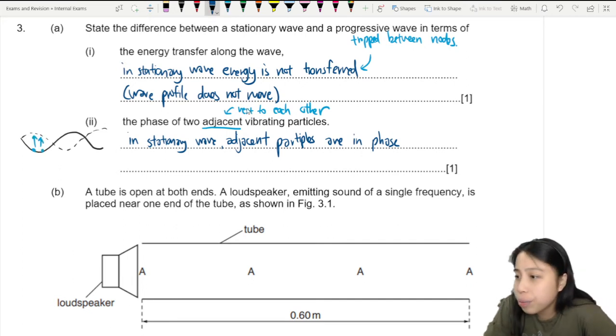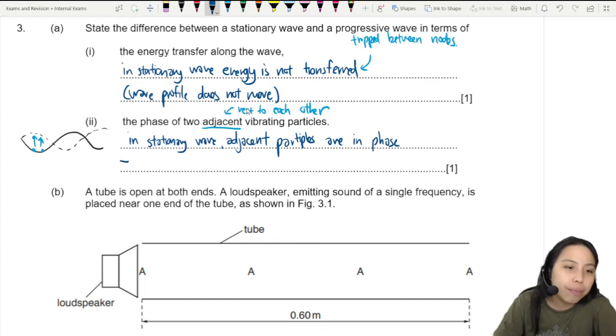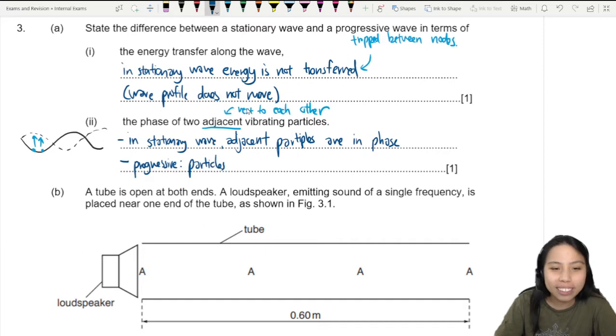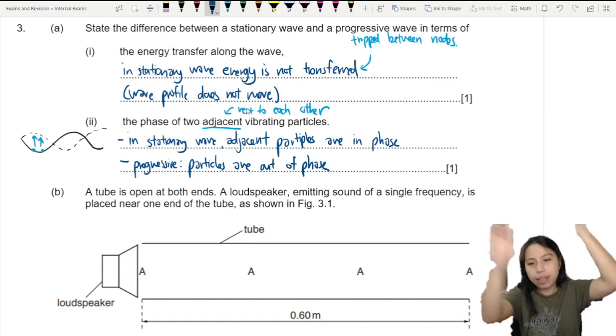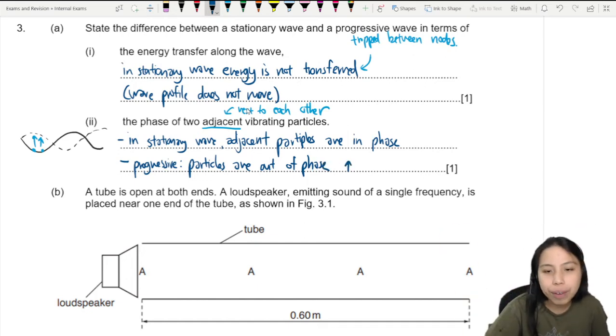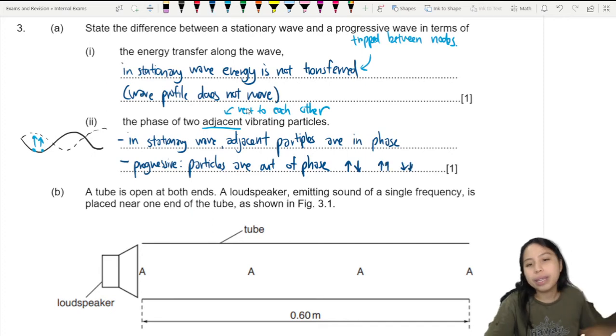You want to talk about progressive wave? Sure, you can say the vice versa. In progressive wave, you only get 1 mark. Particles are out of phase. Not in phase basically. They can move anyhow. One can move up, one can move down, both can move up, both can move down. So many possibilities.